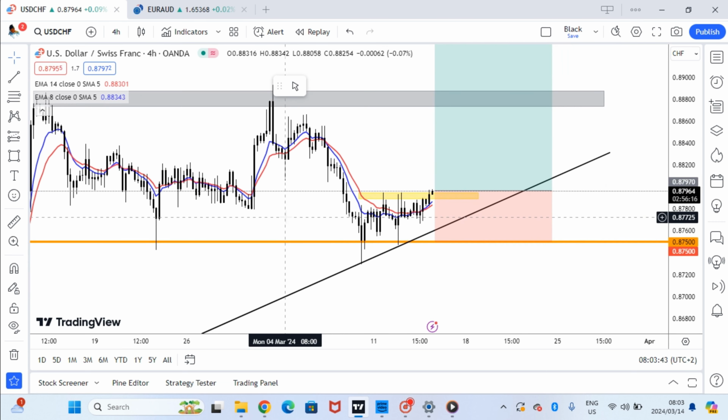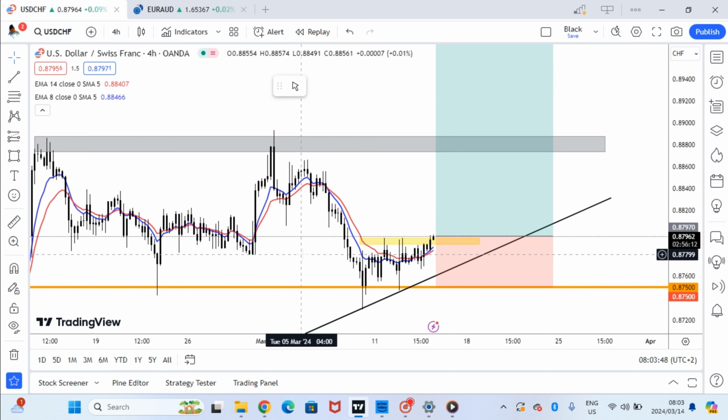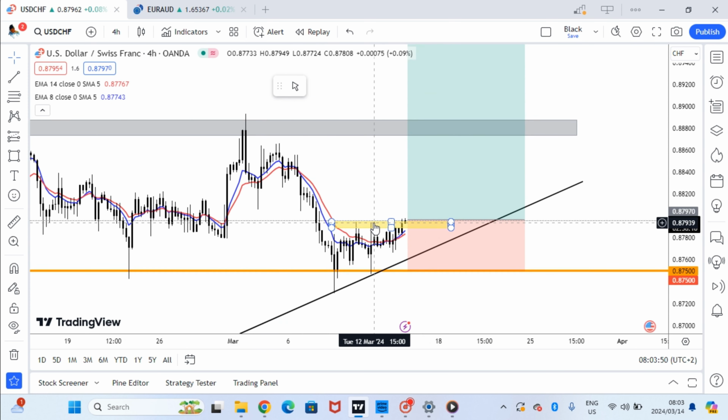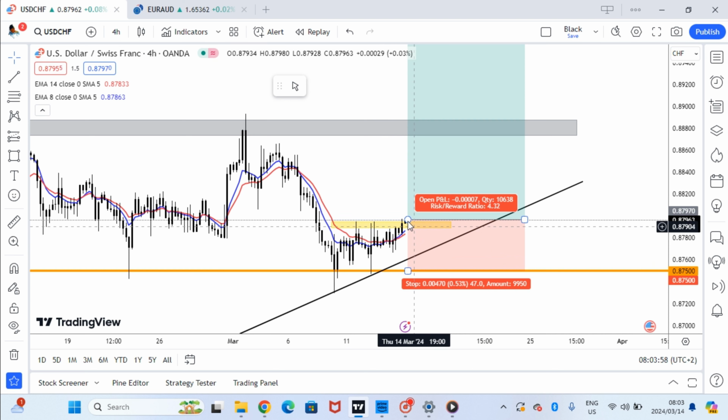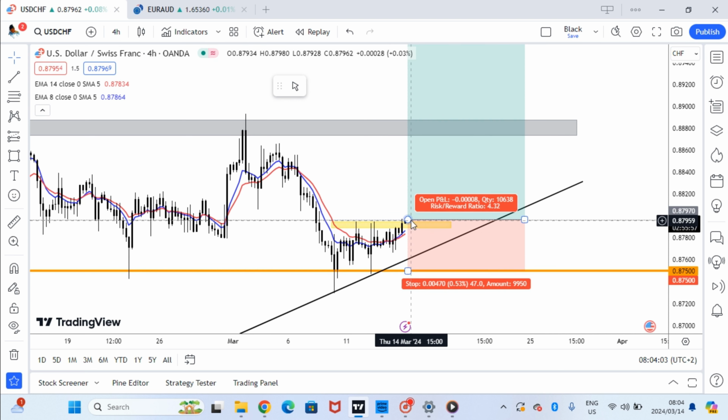I don't need to draw that and make the chart even more confusing, right? I like to keep it as clean as possible. So I saw that price was struggling to break this area right here. There's resistance right here. So as soon as I saw there might be a chance for it to break, I'm like, okay, might as well just buy right here.